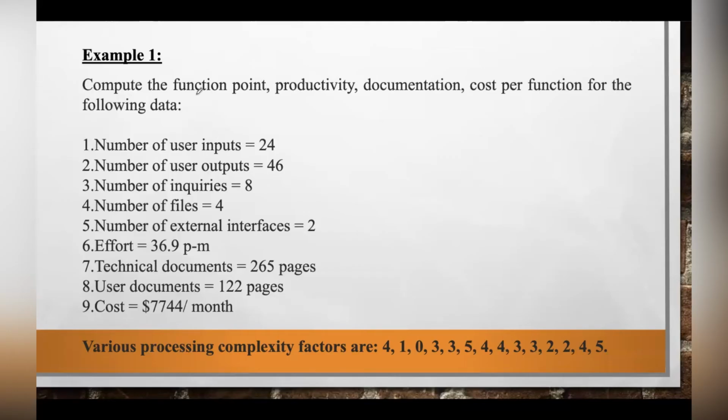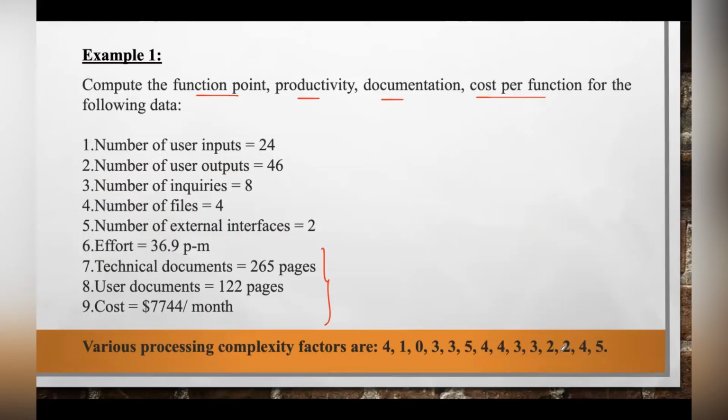Here our task is to compute function point, productivity, documentation, cost per function for the given data. So these are the five components: set of inputs, outputs, inquiries, files, and external interfaces. Along with that, we have this information to calculate the respective data. So these are the various processing complexity factors. So we need to take the sum of all these factors in order to get the ratings.